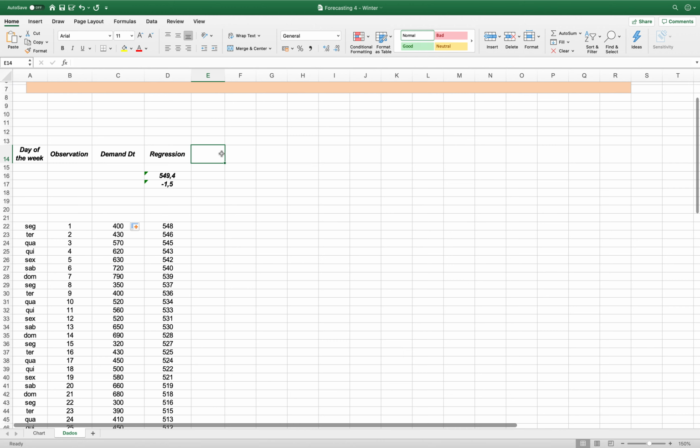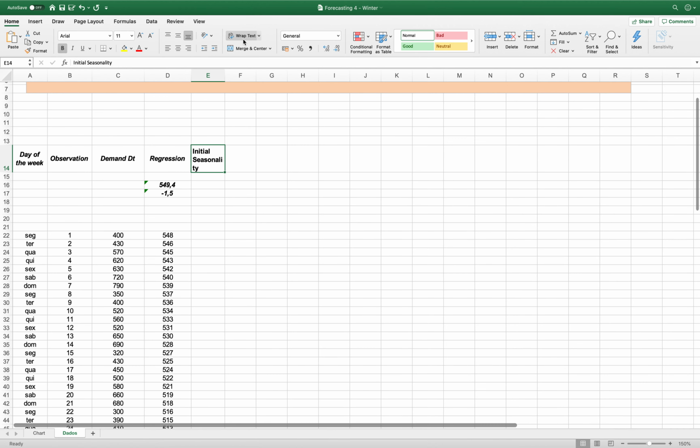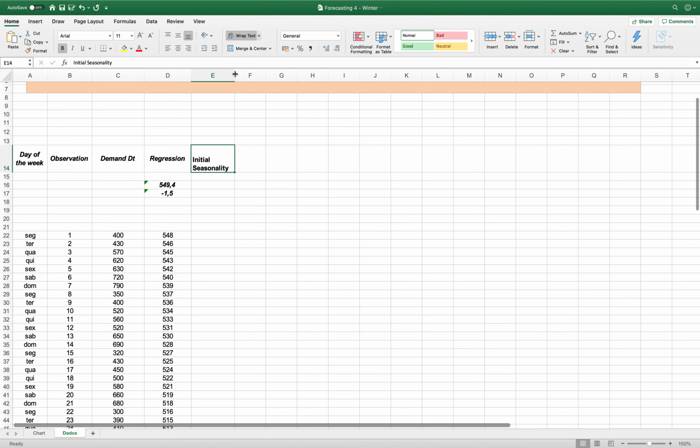Then we'll calculate here the actual, or say the initial seasonality. So the initial seasonality is a concept that is how much the demand, the actual demand, is above or below a baseline demand. We will treat the regression as the baseline demand. So the seasonality is simply the actual demand divided by the baseline demand.